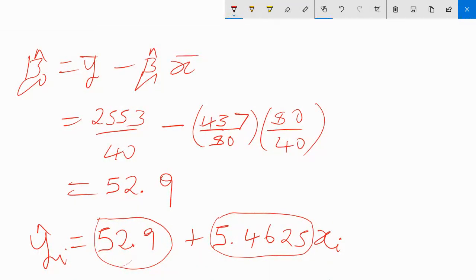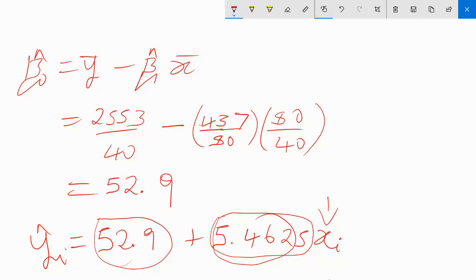Now, what is the meaning of the value of beta? These things are there in the guide. It tells us already the mark will increase by 5.4625 when one learner uses one more book. So the mark will increase by this unit if we increase the books by 1.